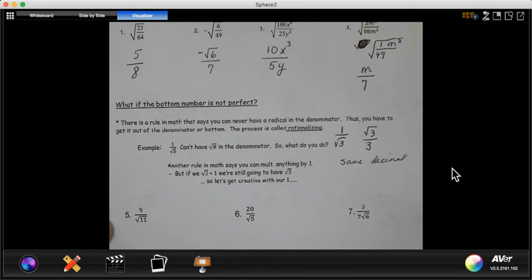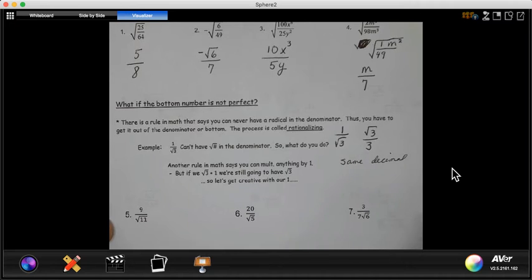It's because they're the same. One just looks different. One has a radical in the bottom, and you're not supposed to have that. So somebody a long time ago said, no, can't do that. You got to write it like this. So we're going to practice taking these and writing them like that.